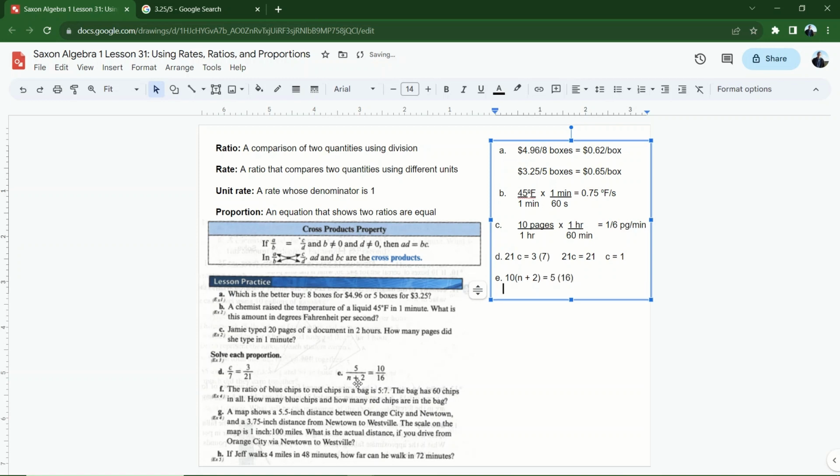Okay, so this is going to become, let's see, if I distribute this, 10n plus 20 equals, and then 5 times 16 is 80. Next, I'm going to subtract 20 from both sides. It's going to be 10n equals 60. And then divide both sides by 10, n equals 6. Let's just make sure that this makes sense. 5 over 8 equals 10 over 16. Yeah, that makes sense.